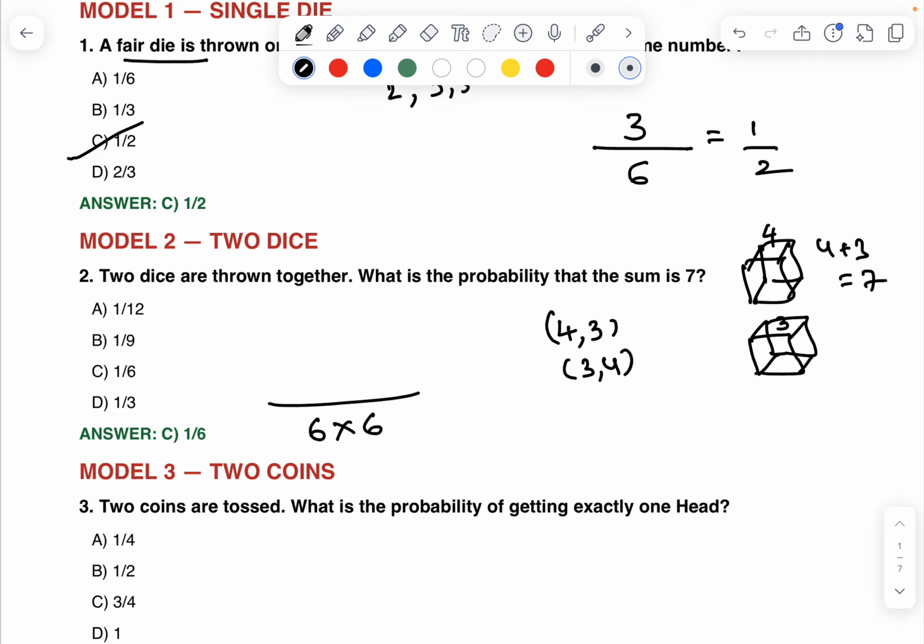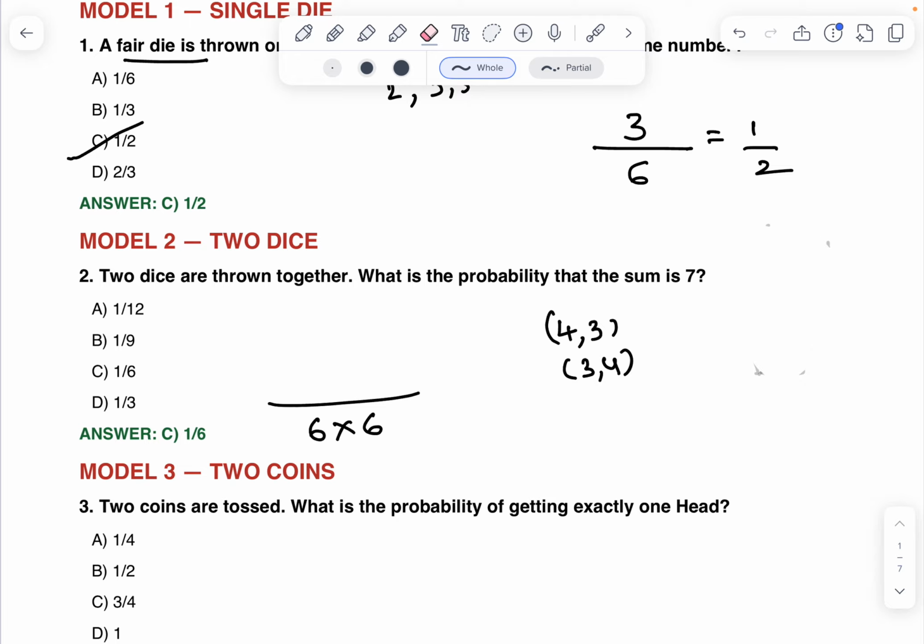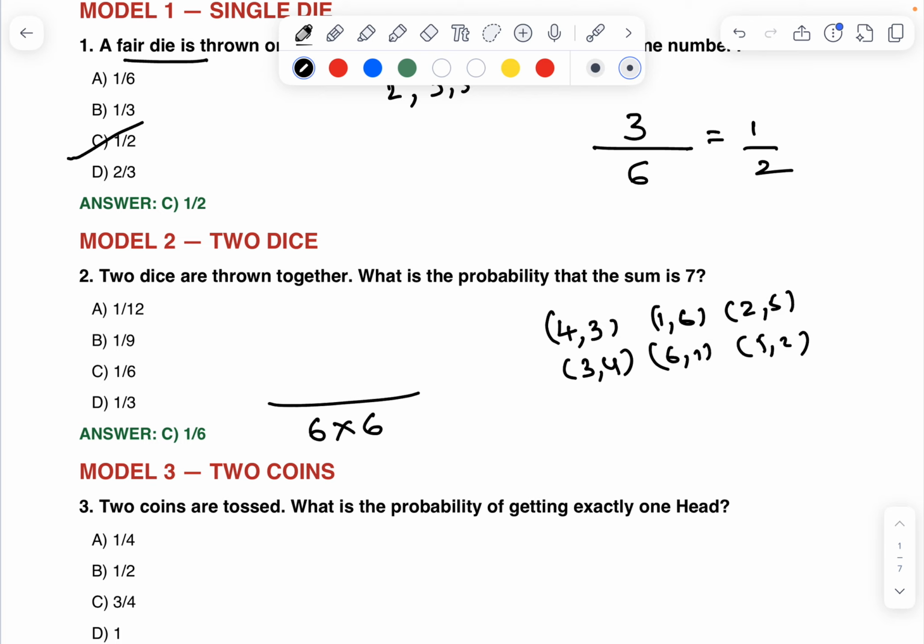Okay. Here we want this type of. How many are there? 4, 3, 3, 4, 1, 6, 6, 1, 2, 5, 5, 2. Therefore, how many numbers here? 1, 2, 3, 4, 5, 6. 6. Therefore, 6, 6 cancel. Answer is 1 by 6.